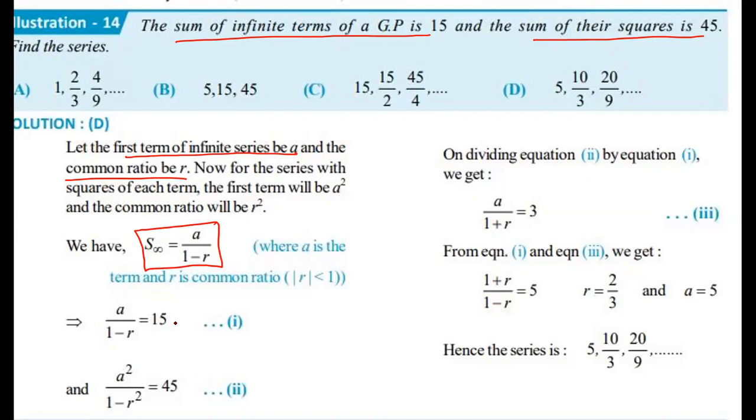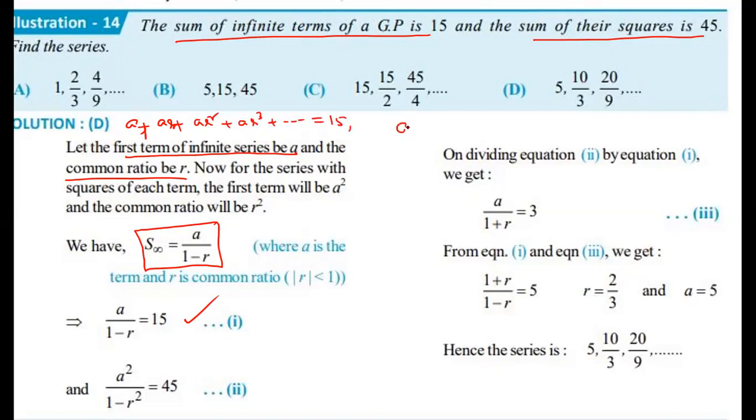Now, the sum of the infinite series is how much? 15. The sum of their squares is 45. Sum of the squares means, I'm writing, see carefully. First one is given: A plus AR plus AR square plus AR cube and so on, to infinity, is how much? 15.